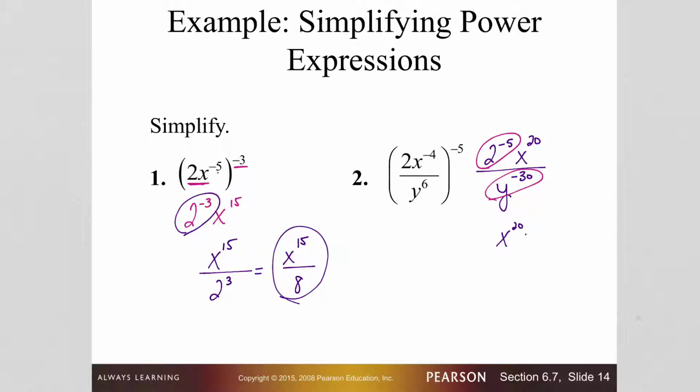I'm going to bring the y to the 30th up to the numerator, get rid of the negative in the exponent, and then I've got 2 to the 5th power in the denominator, but I need to simplify that. So x to the 20th, y to the 30th power over 32. That's what 2 to the 5th power is. If you don't believe me, grab that calculator or multiply it out. 2 times 2 times 2 times 2 times 2.